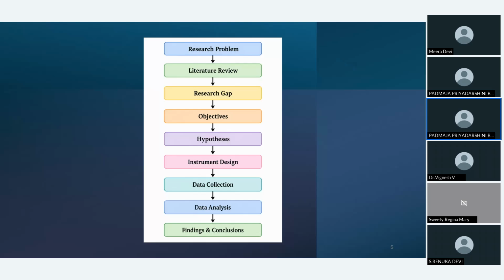So we identify the research problem, we go with the literature review. From there, we identify the research gap, we frame our objectives, then we go with the hypothesis, then we pick our instrument design. Then after the design is finalized, we go with the data collection, data analysis, and with that we give our findings and conclusion.